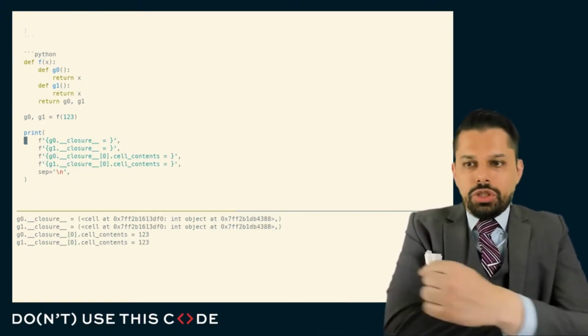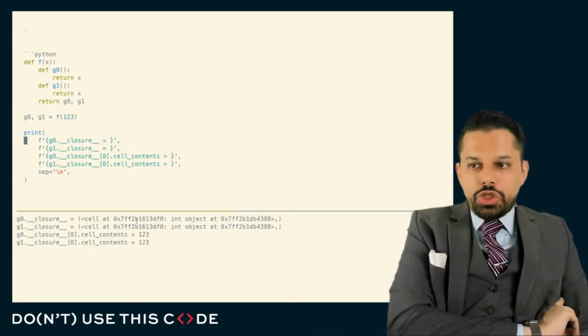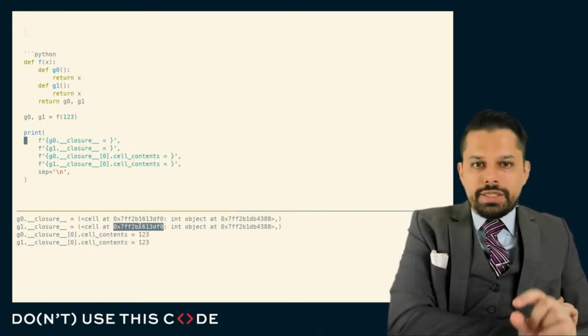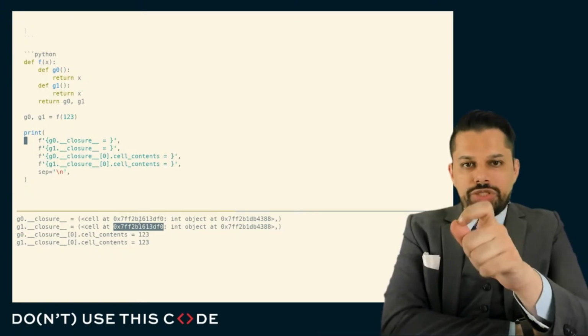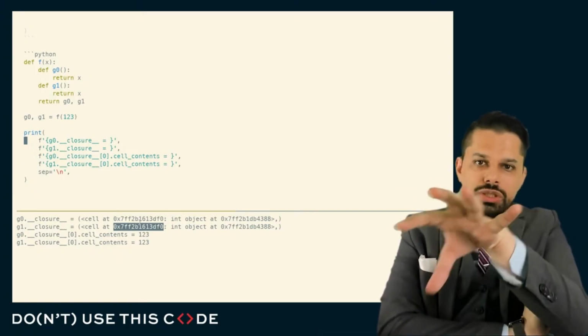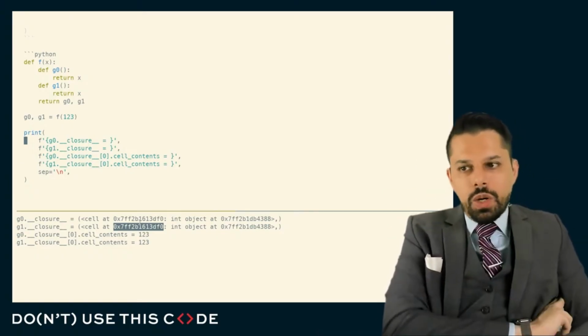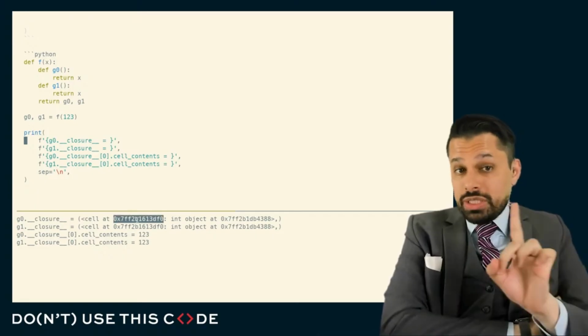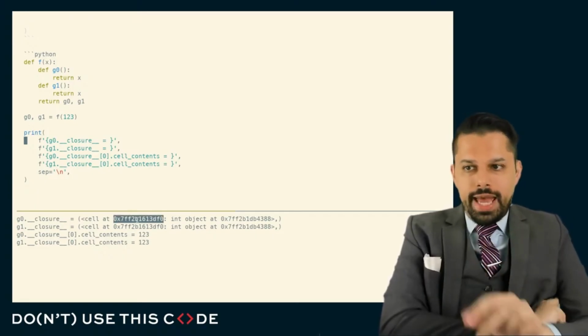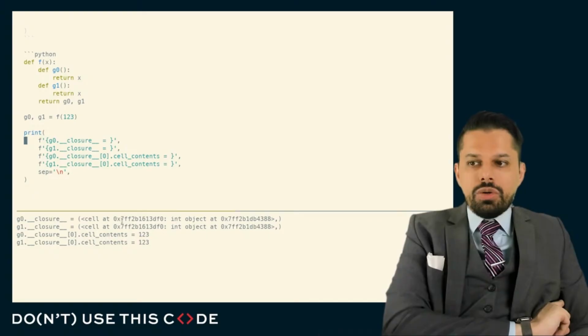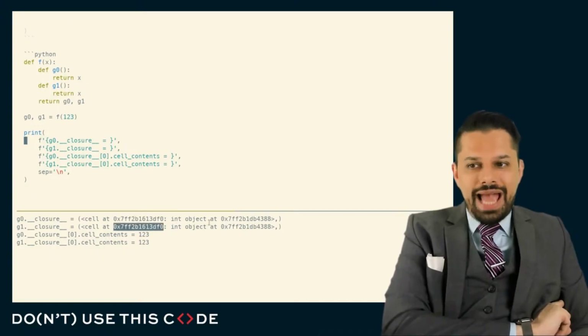If we take a look at their closures, we will see that they share this cell object. It's not that we created one cell object for G0. It's not that we captured a reference to X in G0 and captured a reference to X in G1. But we created a cell, which is an indirection to X. And in G0, we have that cell, and in G1, we have exactly the same cell.